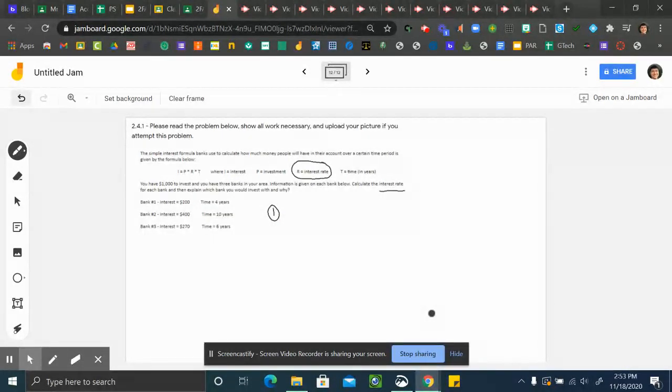Interest $200. So remember that the formula is interest equals principal times rate times time. So interest is 200. And that's equal to the principal. How much did we invest? $1,000. So 1,000 times the rate. Do we know the rate? No, we want to calculate the rate. So times R times the amount of time, 4 years, times 4.